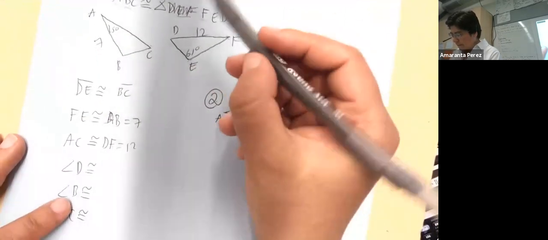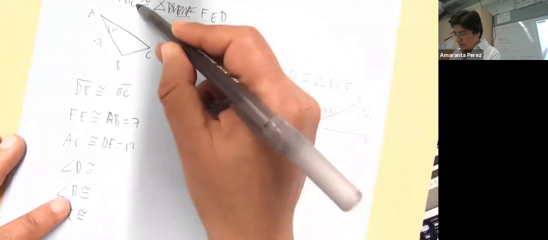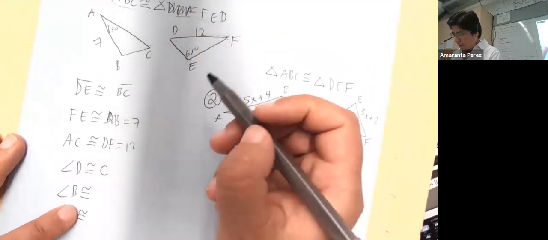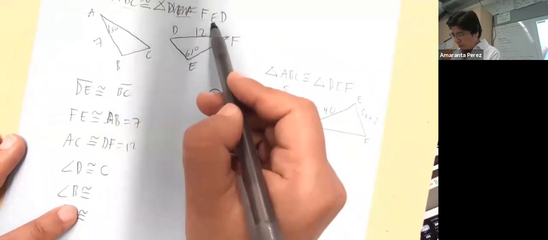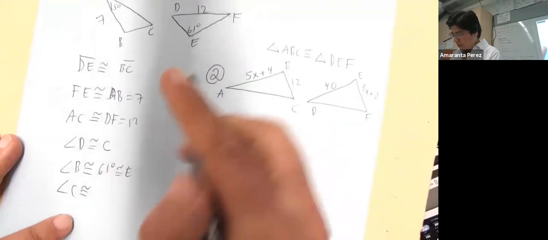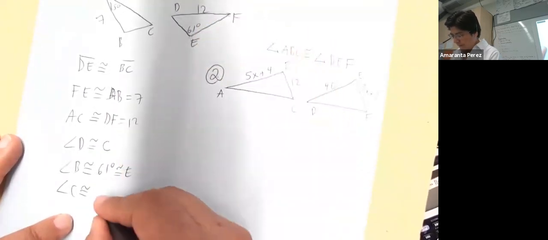Now angle D is this one, which corresponds to D and C correspond to each other. And then angle B corresponds to angle E, which is 61, which is also E. And then angle C corresponds to angle D.